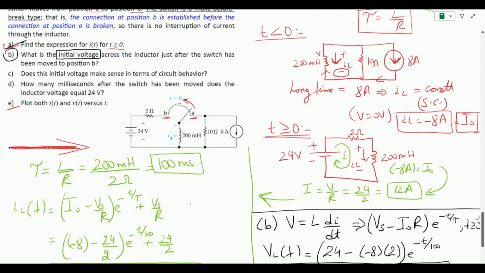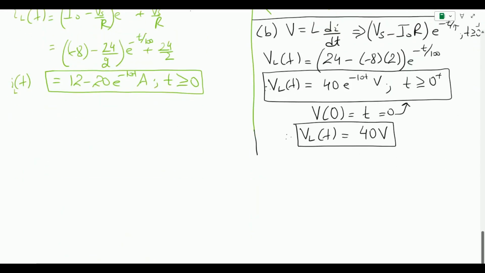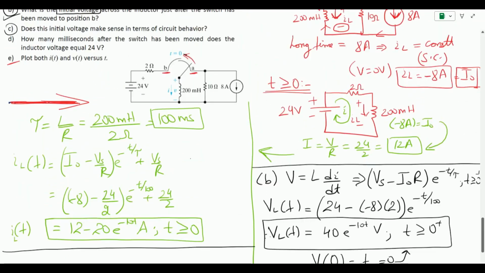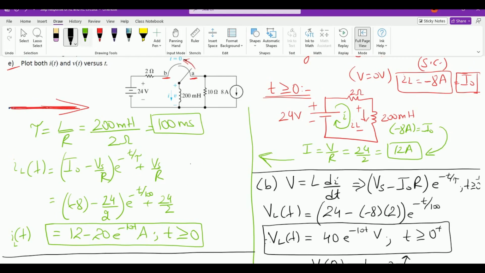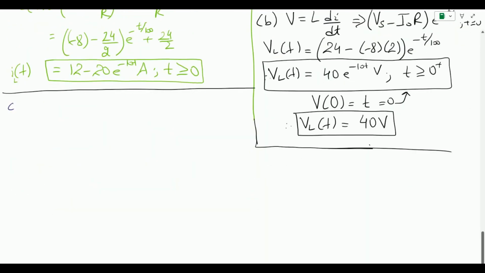Now let us see what happens. In the third part we have been asked whether this initial voltage makes sense in terms of the circuit behavior. What does it mean? We have been asked a logical question: as soon as the switch has been moved from A to B, the initial voltage was 40 volts, but currently when we are at position B, the source voltage is 24 volts. So does it make any sense? Let us see what we can do.